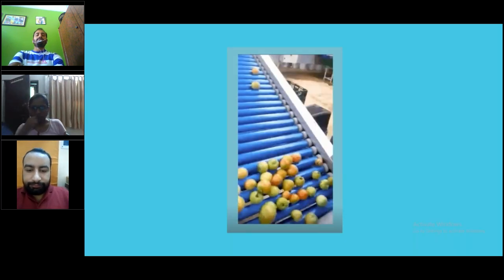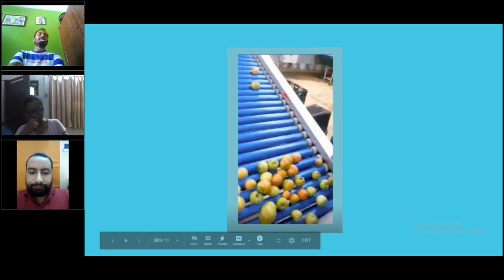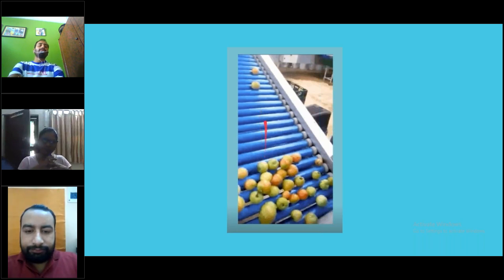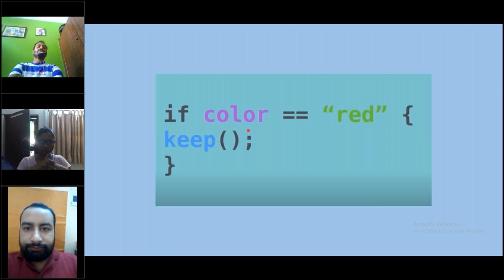And what we basically want the computer to do is this sort of sorting. Let's say you have a farm, and these are the fruits that are coming on the conveyor belt. You want to do some sort of sorting of these fruits. So what will you do for that? You will write some program for that.